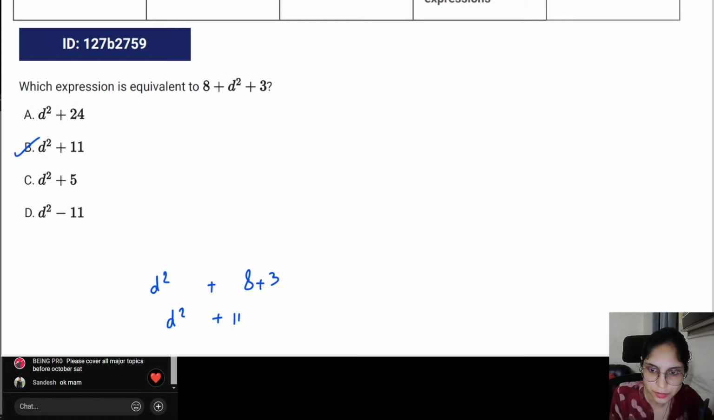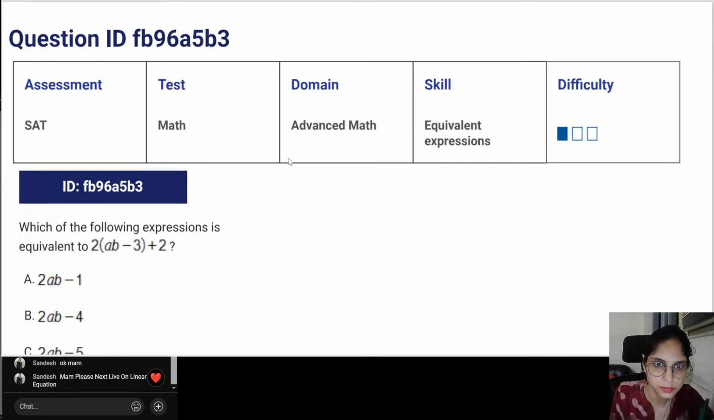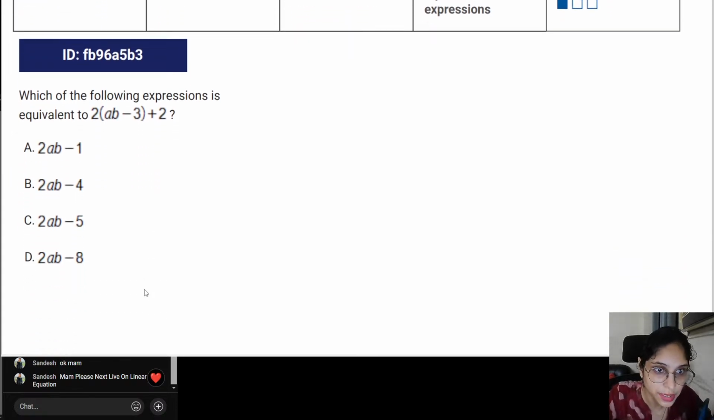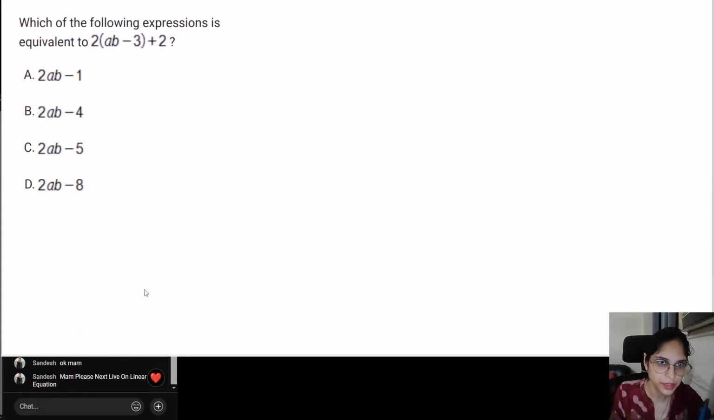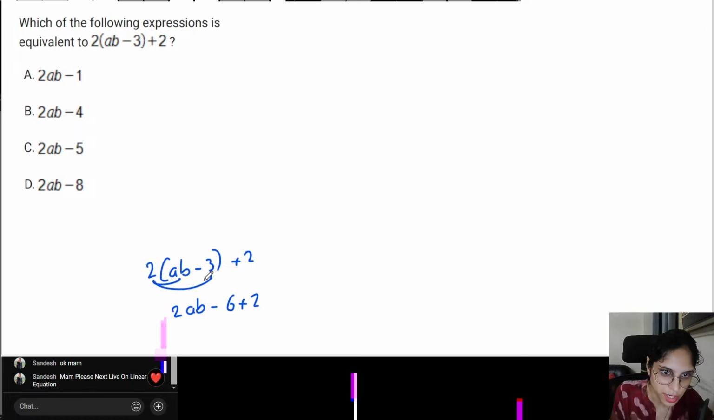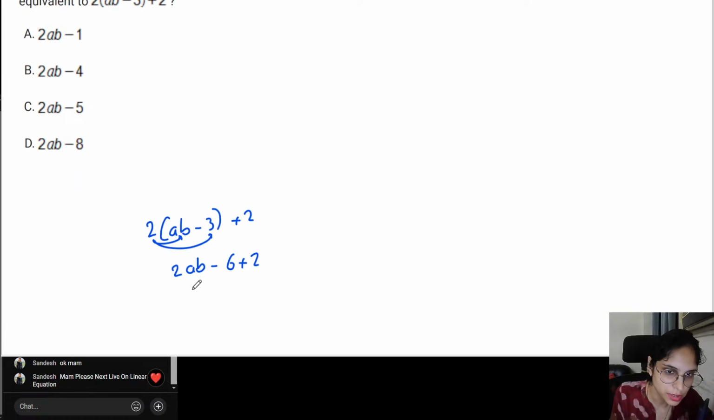Next one is 69. So in this question, again, you have to find which is equivalent. So this is PEMDAS. You have to multiply, distribute, and then combine like terms. So when you distribute, it will be 2ab minus 6 plus 2. If you can't draw imaginary arrows, make sure that you draw real arrows because you will not leave out anything. And now you just combine like terms. This is minus 6 plus 2.